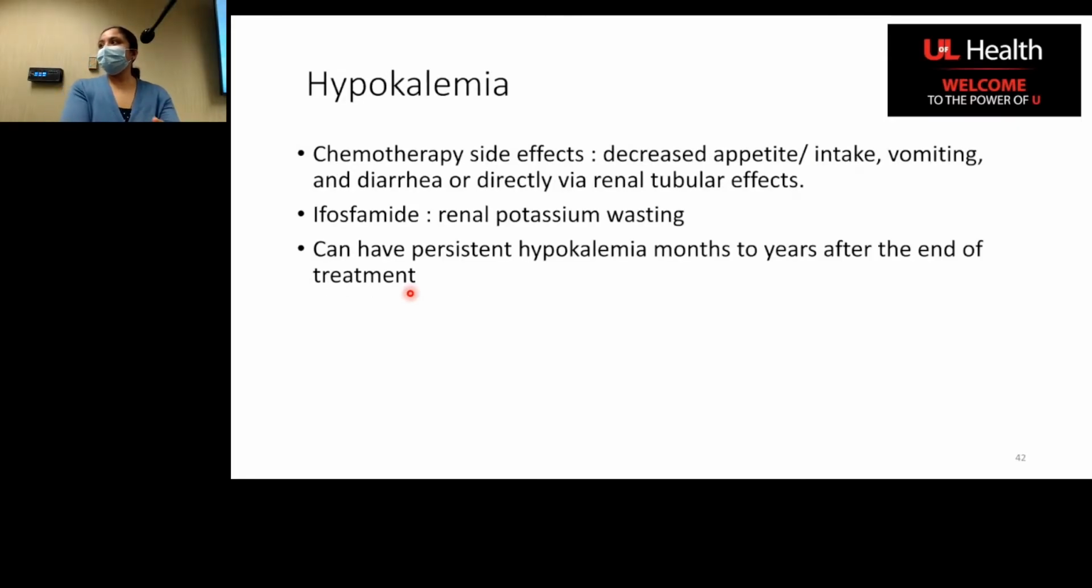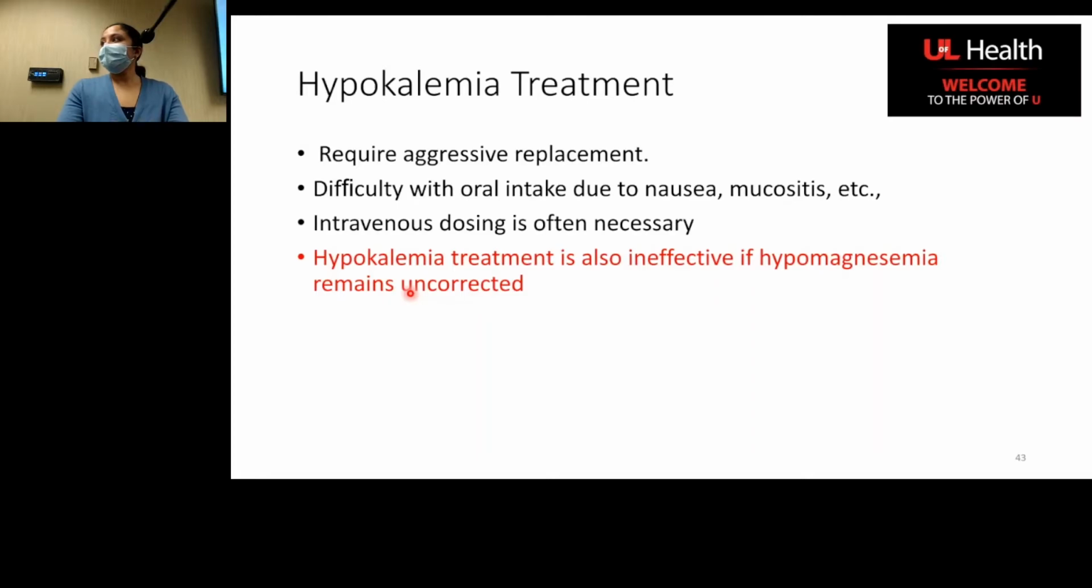Hypokalemia causes in these patients, the more obvious ones, decreased appetite, vomiting, diarrhea, but also not to forget chemotherapy-related renal potassium wasting. And this can be persistent for months to years, even after the treatment has been stopped. It requires aggressive replacement, difficult with oral intake, some IV dosing. Many times you have to just give them IV, and they get it usually in the infusion center itself.